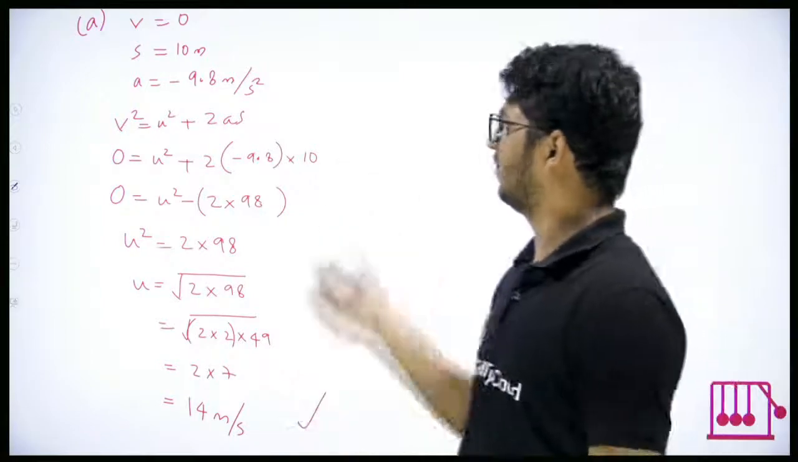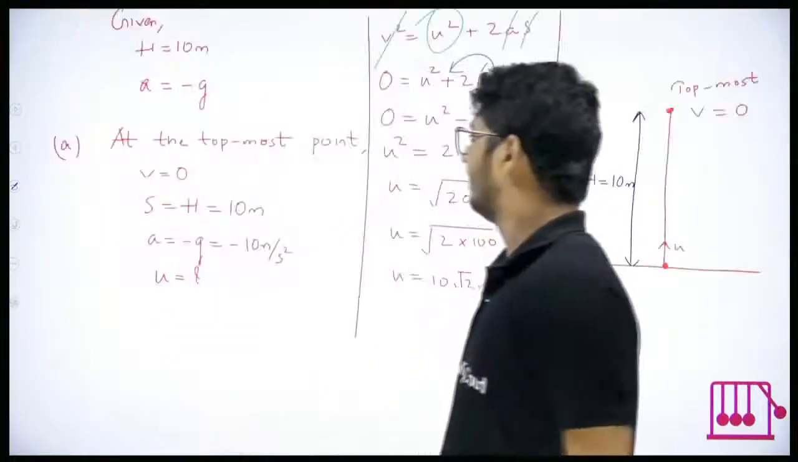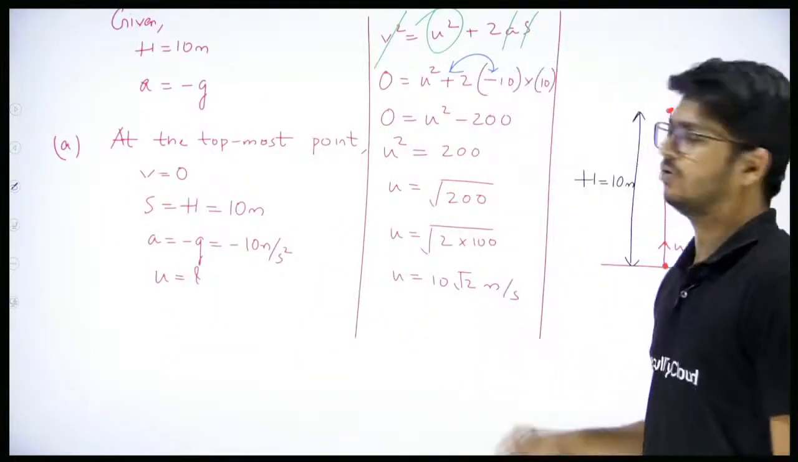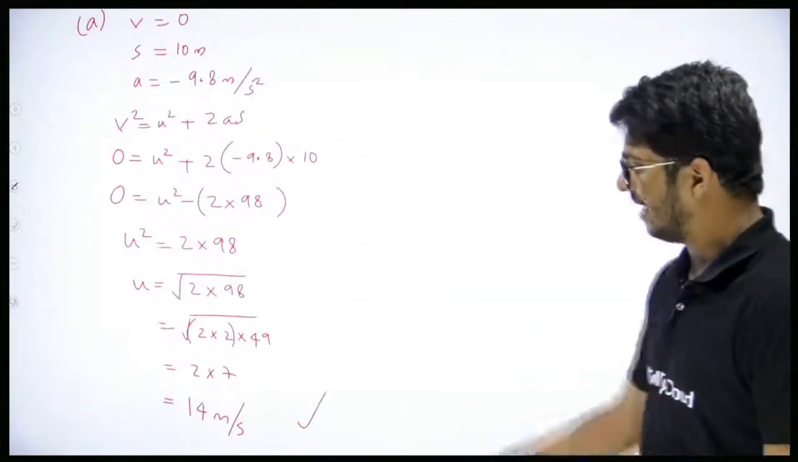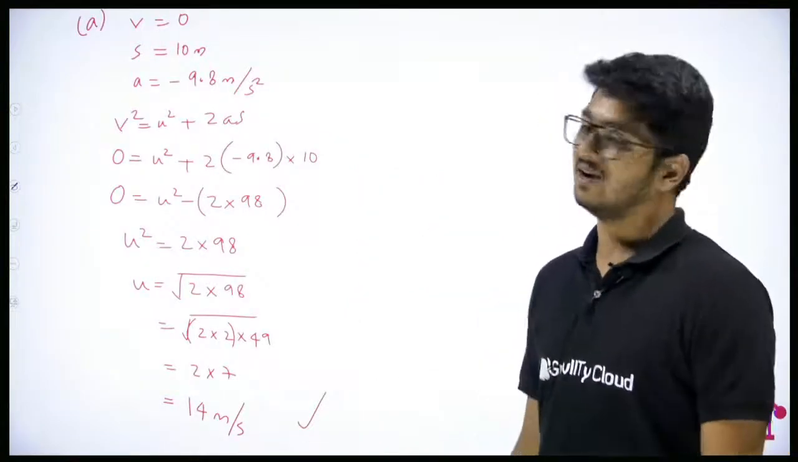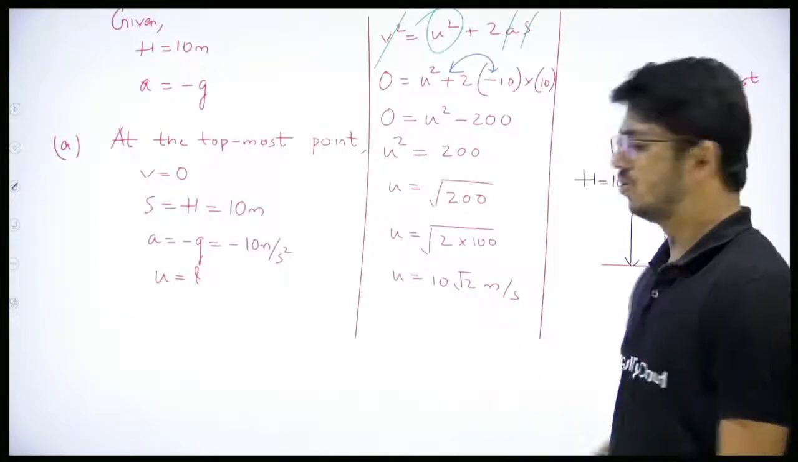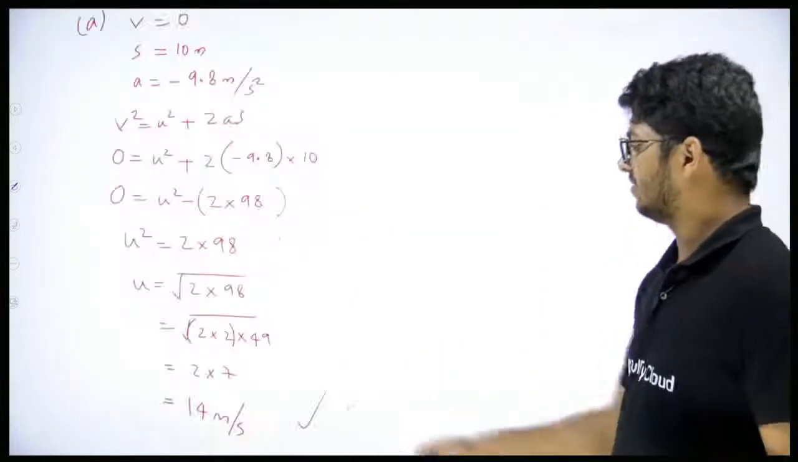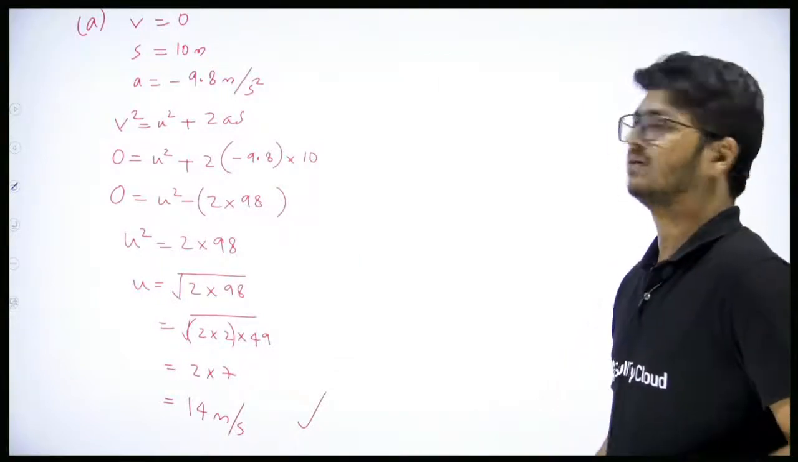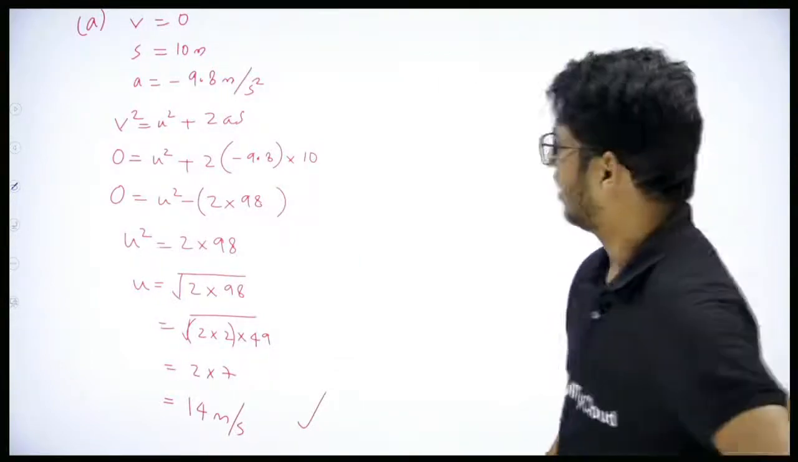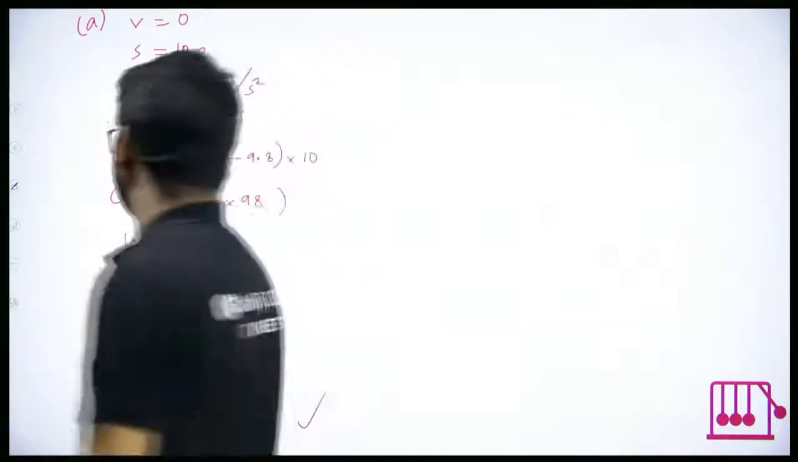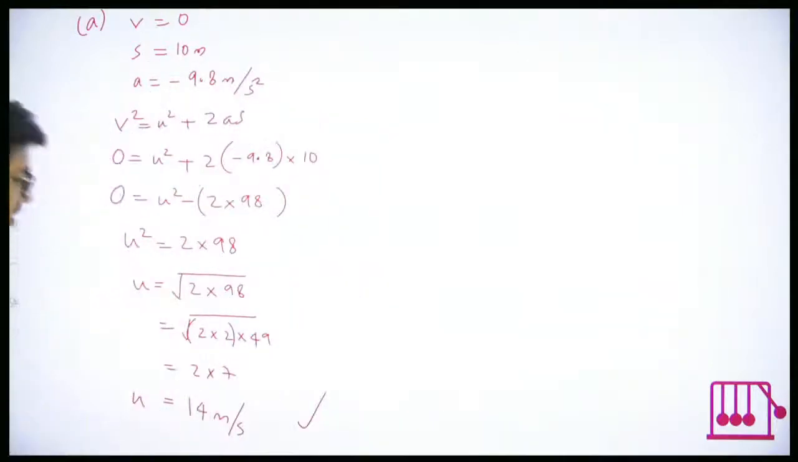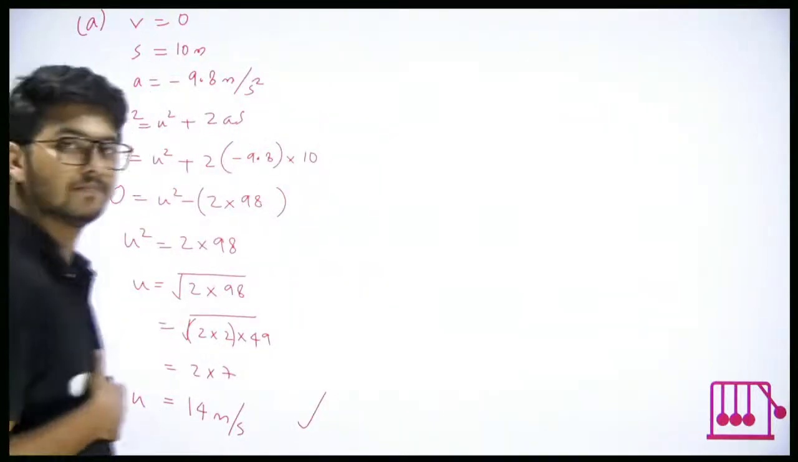So we'll proceed with 9.8 itself. If we have taken it as 10, we are getting 10 root 2. So you might be asking, sir, 10 root 2 and 14, they are very far. No, they are not very far. 10 root 2 will be 14.12, and this is 14. Not much difference. Right? But you understood, right? So we got the initial speed. We got the initial velocity or initial speed.